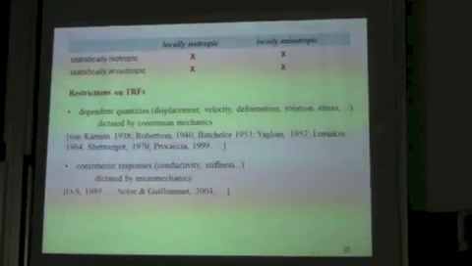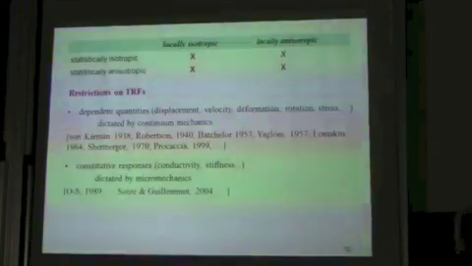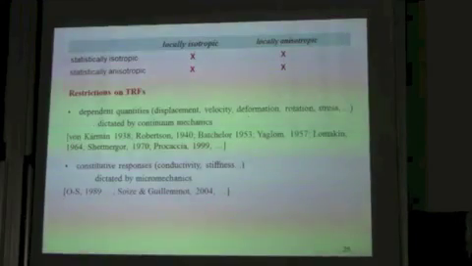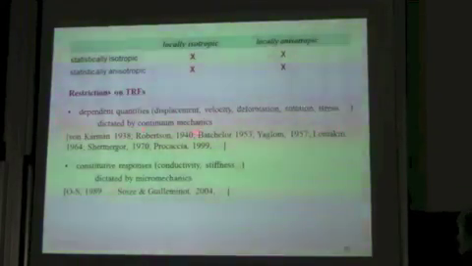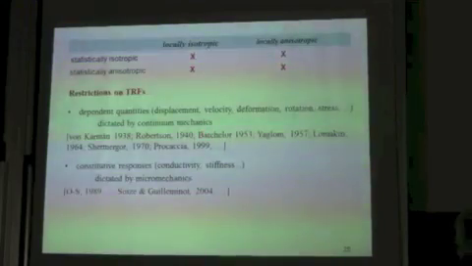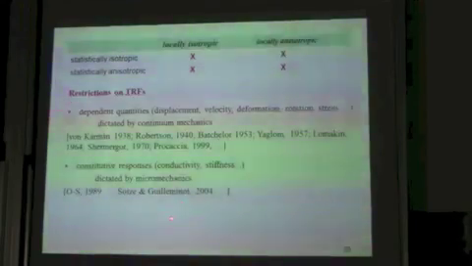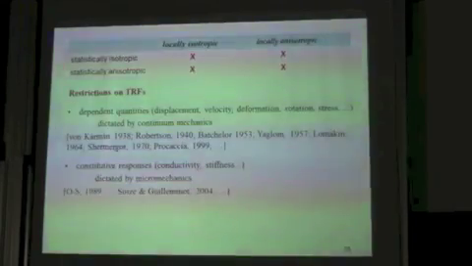So here are some historical restrictions on tensor random fields. I'm distinguishing between two kinds of tensor fields: either those of dependent properties like displacement, velocity, deformation, rotation, stress, etc., dictated by continuum mechanics, or constitutive responses, conductivity, stiffness, etc. Those restrictions are dictated by micromechanics. And there's a lot of work done recently, a string of papers by Soize and Guilleminot in France.